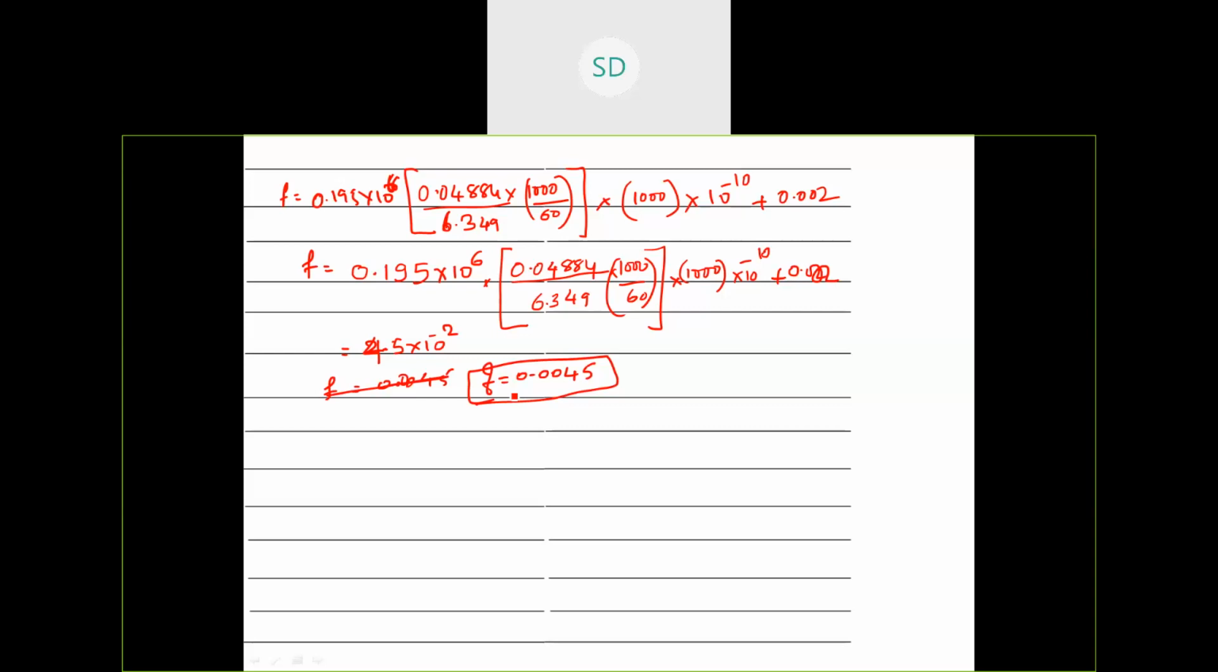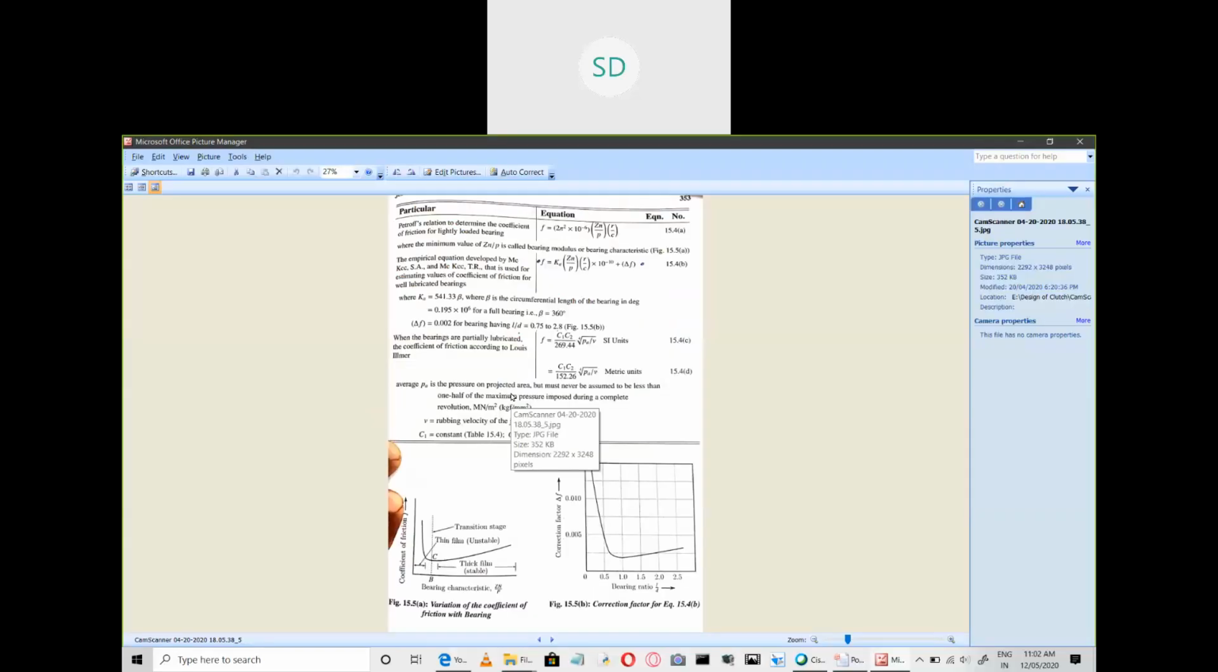Now what is the next step? Once you got the coefficient of friction, you need to find out the heat generated. To get the value of heat generated, you refer to the equation from the data book. Power loss or heat generated, that is equation number 15.66. So H is equal to F W into v, right?